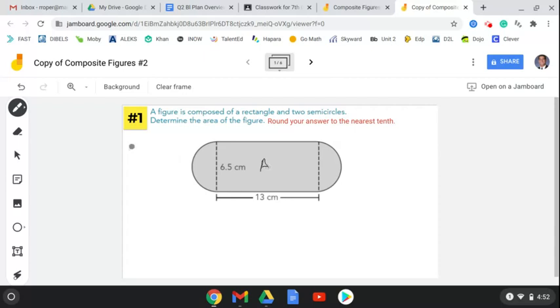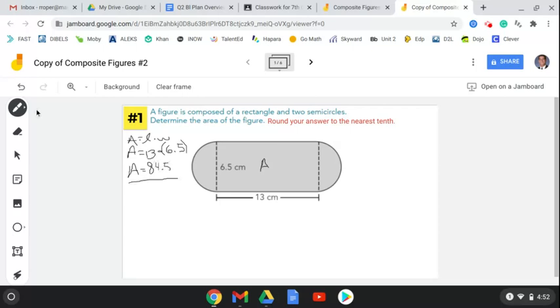I know area of a rectangle is length times width, right? So I'm going to write area equals length times width. Okay, so area of the rectangle is 13, that's the length. And let's call the width 6.5. So 13 times 6.5. In my calculator, I type that in, and I get 84.5. Okay, so the area of rectangle is 84.5. Okay, so I have that shape.